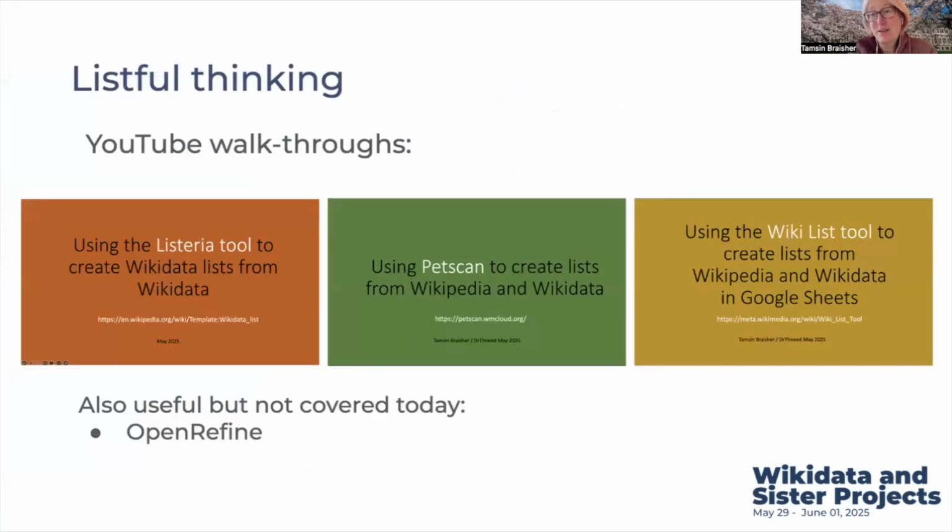Because this is a half-hour talk, and I want to leave time for discussion, I knew I wouldn't be able to show everything I wanted about the tools, especially how to use them. So I've made 3 screen captures, which are available on YouTube. There's one for each of the 3 tools I'm going to discuss: Listeria and the Wiki List Tool, those 2 videos are about 10, 11 minutes each, and then a 20-minute video for PetScan, because I go through a greater range of workflows with that one. And honorary mention to OpenRefine, which I'm not covering today, but is also great for this kind of work.